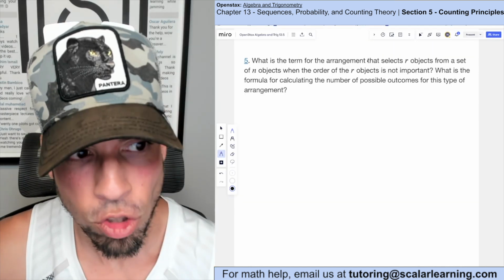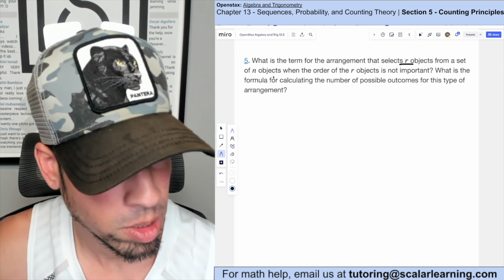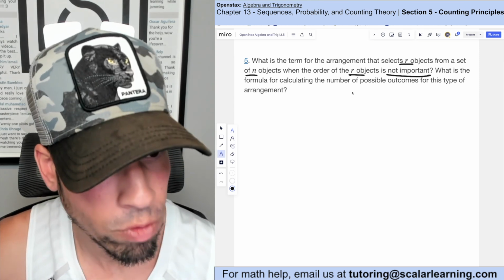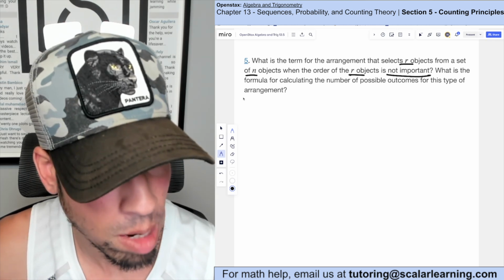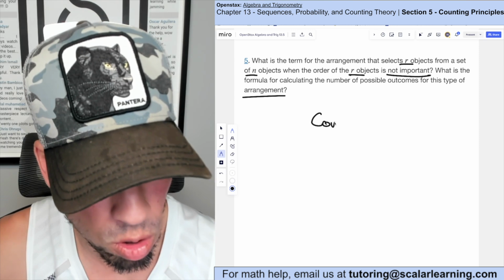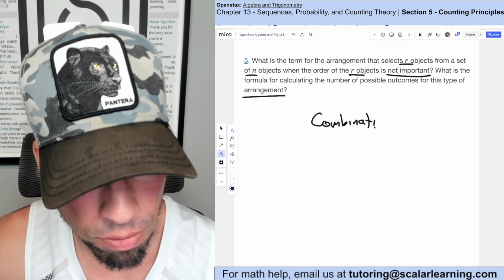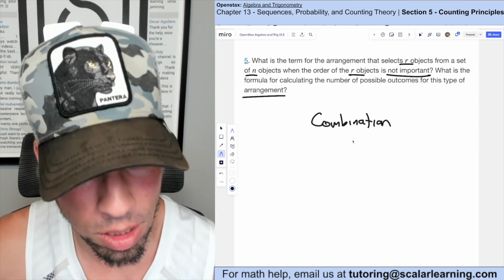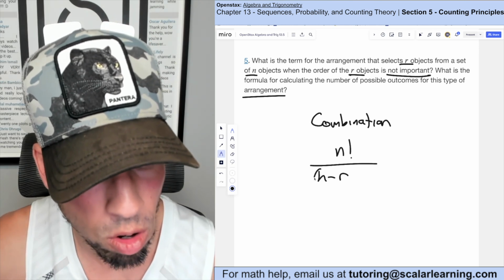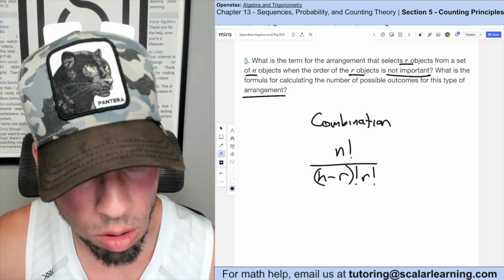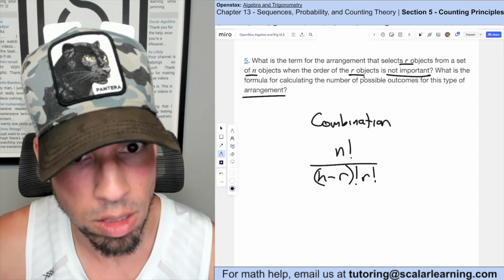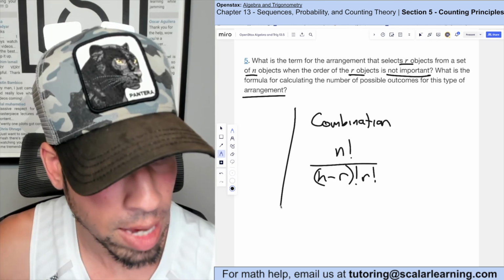Done. What is the term for the arrangement that selects r objects from a set of n objects when the order of r objects is not important? What is the formula for calculating the number of possible outcomes for this type of arrangement? When order is not important, it's called a combination. The formula for the number of combinations is n factorial over n minus r factorial times r factorial, where n is the total number of objects and r is the number that you're choosing from n. And that's how you do it.